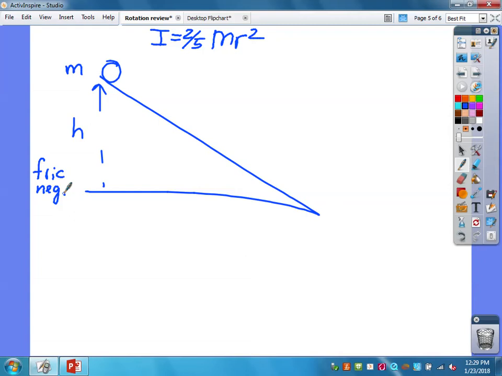All right? But it will roll. The object will roll. My question is, what's the velocity at the bottom? What is the linear velocity at the bottom of the slope? Okay?